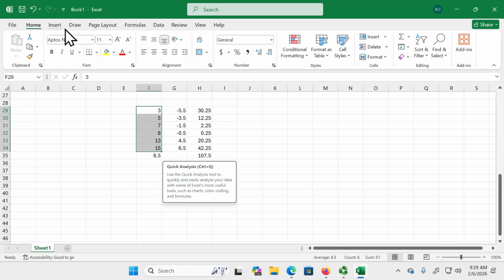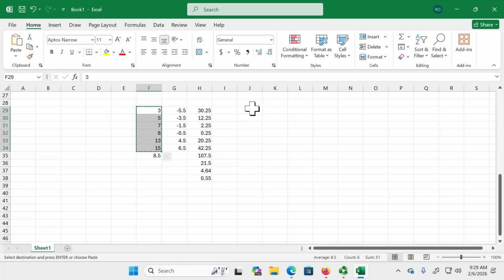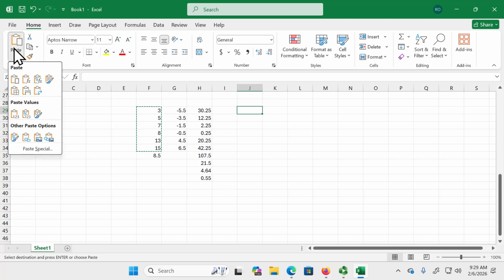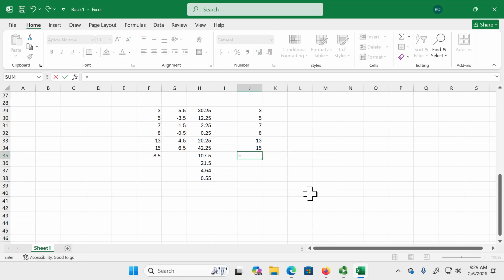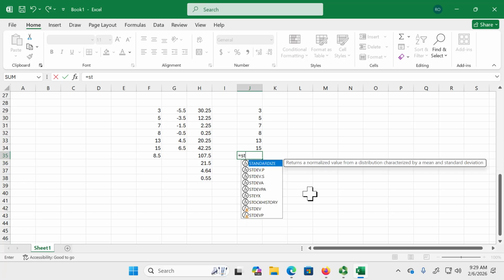I'm going to take these numbers and copy them just because I'm going to screw with them, and I don't want to mess anything up. And we're going to get the standard deviation the real way. At the bottom of the list, and there's no automatic command for this, we do equals, and then STD, and up pops stdev.p and stdev.s, and there's some others in there.